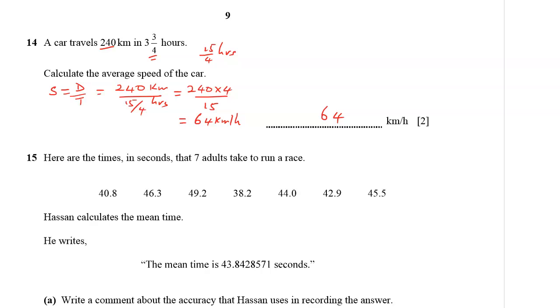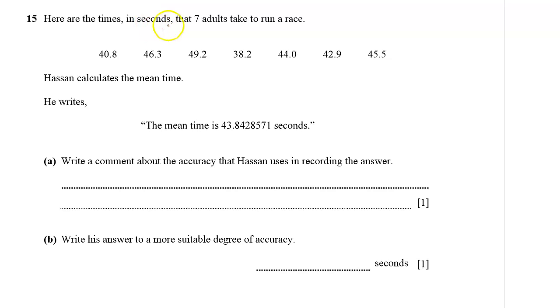Number 15. Here are the times in seconds that 7 adults take to run a race. We've got 1, 2, 3, 4, 5, 6, 7. Hassan calculates the mean. He writes, the mean is this number of seconds. Write a statement about the accuracy that Hassan uses in recording the answer. Hassan has given so many decimal places, but we can see the timings were only to one decimal place. So he should have rounded his answer because the timings are given to only one decimal place. The calculated mean cannot be more accurate than the timing.